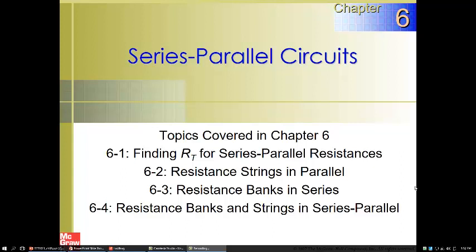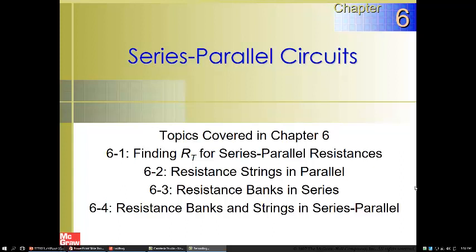Today's lecture is going to be on chapter 6, series and parallel circuits. As you may recall, in chapter 4 and chapter 5 we did cover series circuits and parallel circuits respectively. This chapter, chapter 6, covers a combination of chapter 4 and chapter 5, which is series and parallel circuits combined on the same circuitry.